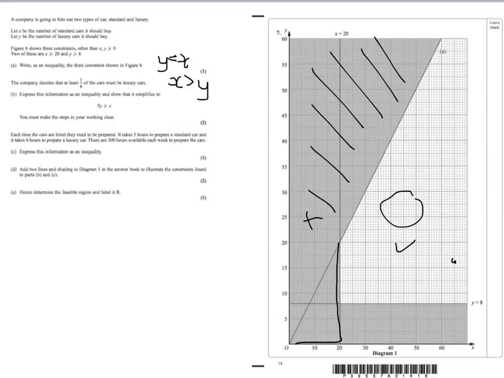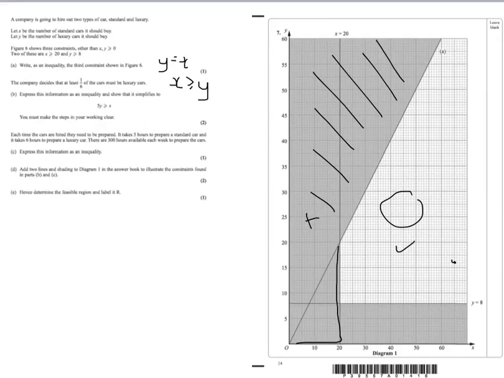Now the final thing we need to consider is whether it's equal to or it's just greater than. Well, let's have a look. It's a solid line, it's not dotted, so that means I have x is greater than or equal to y. Let's have a look at part B now.